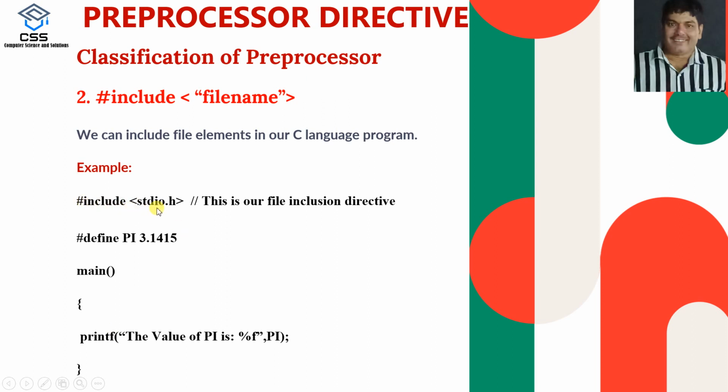Here hash include stdio.h is the include directive, and hash define pi is known as the macro statement. The compiler reads the program from the open curly bracket of the main function and ends with the close curly bracket of the main function. Printf searches in the stdio.h header file, pi searches in the define statement. Here we clarified the include statements and the macro statements with hash define.